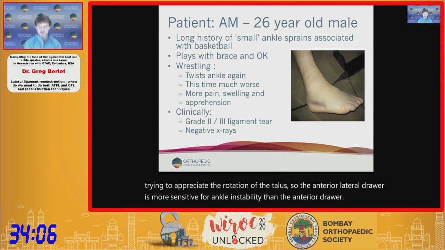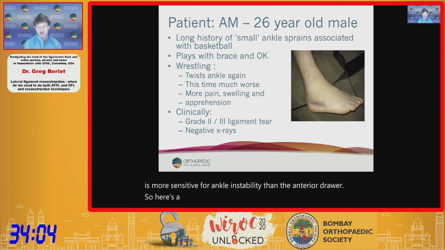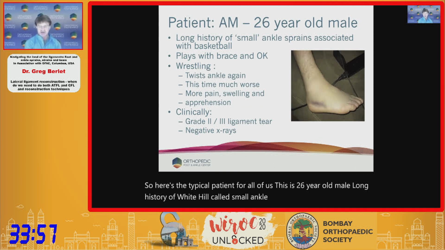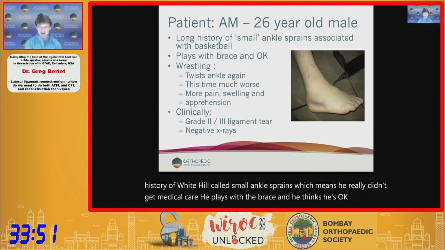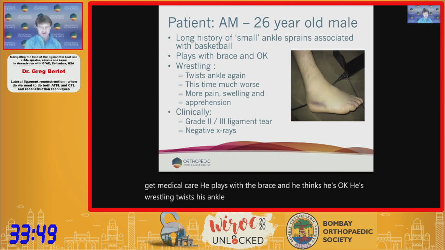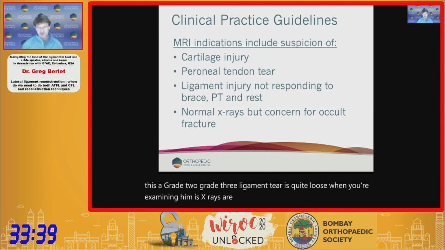So here's a typical patient for all of us. This is a 26-year-old male, long history of what he'll call small ankle sprains, which means he really didn't get medical care. He plays with a brace and he thinks he's okay. He's wrestling, twists his ankle, again, much worse this time. And clinically, you call this a grade 2, grade 3 ligament tear. It's quite loose when you're examining him. His x-rays are negative.